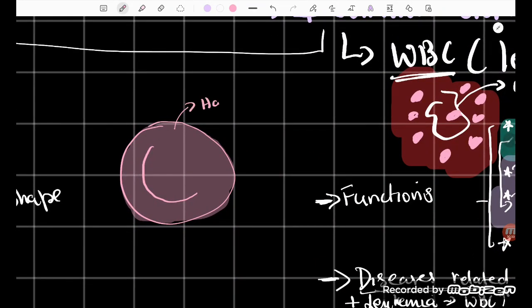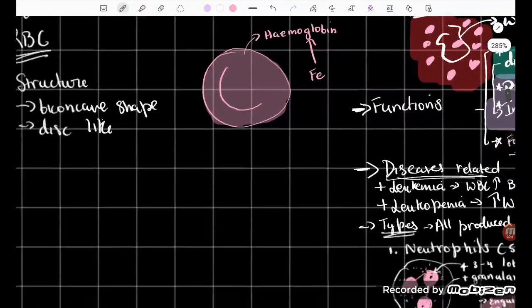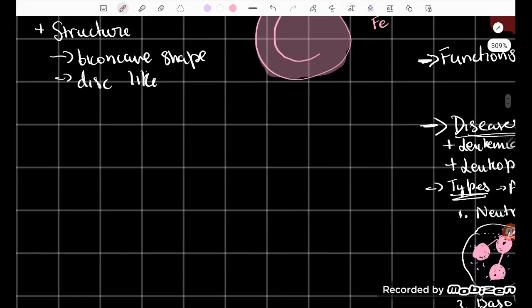Technically, it consists of hemoglobin, which I'm pretty sure everyone knows, and for that you need Fe, that is iron. Just telling you if you don't know that. Now let's go back to the white part. That's for the structure. Now the next point we have is hemoglobin.